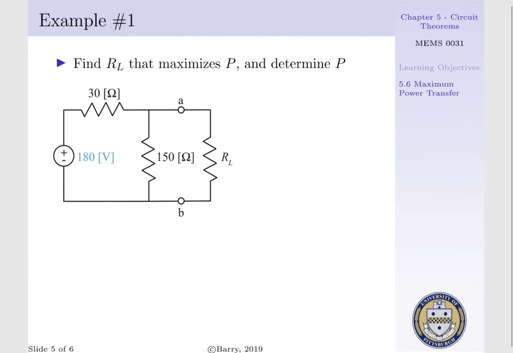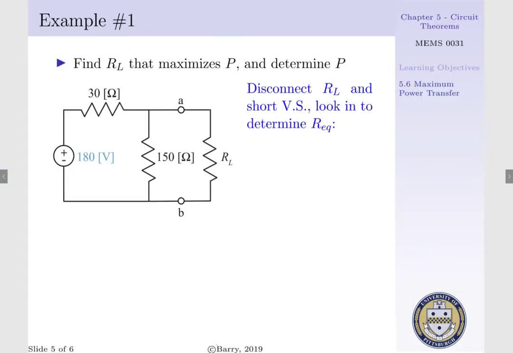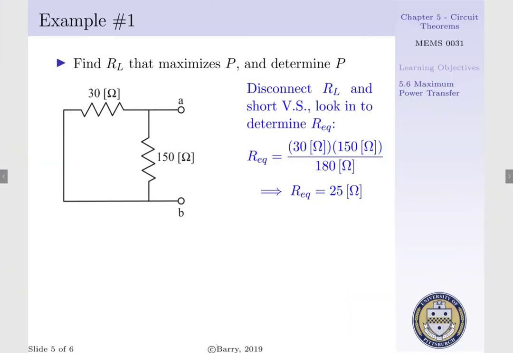To begin, we have to determine our equivalent, or our Thevenin resistance, that would maximize our power output, and prescribe that value as our load resistance. To do so, we will disconnect our load resistance and short our voltage source and look into our circuit to determine our equivalent resistance. In doing so, we'd have the following circuit, where our 30 ohm resistor and 150 ohm resistor now exist in a parallel configuration.